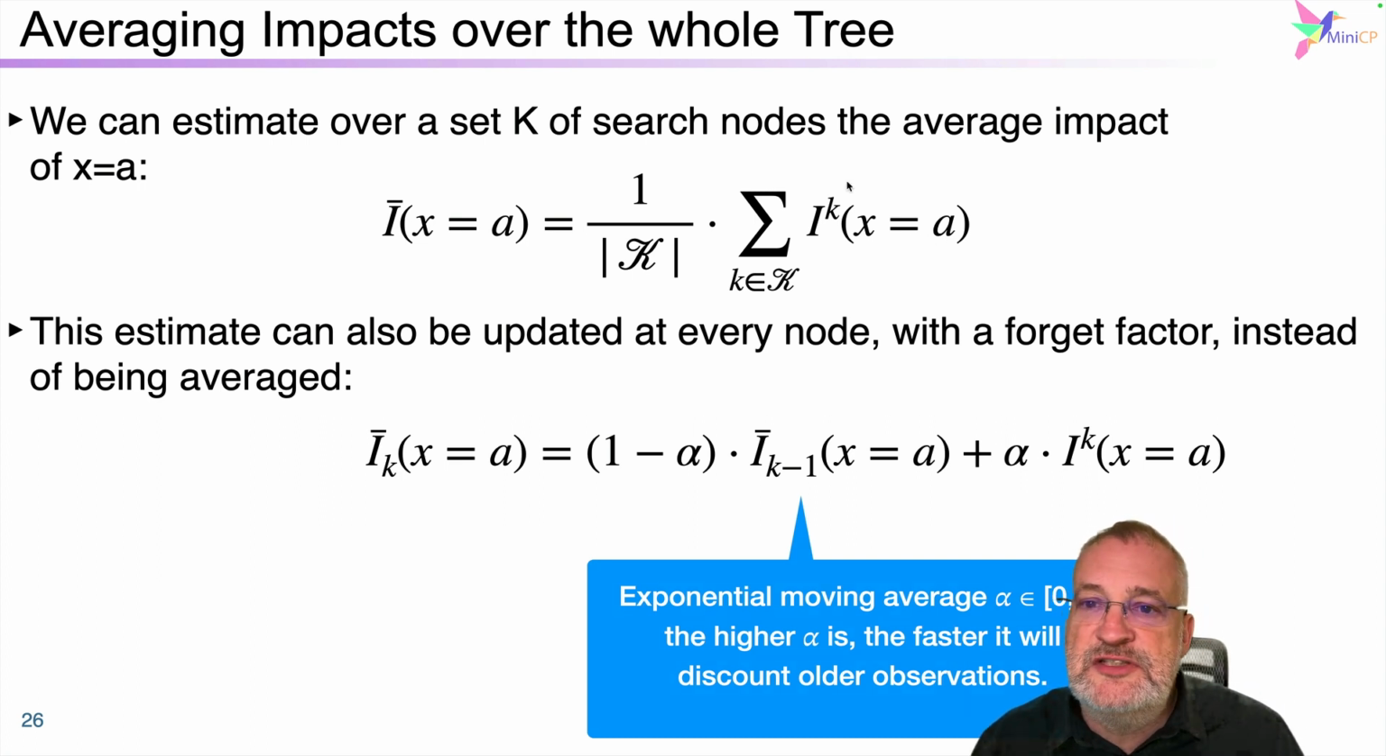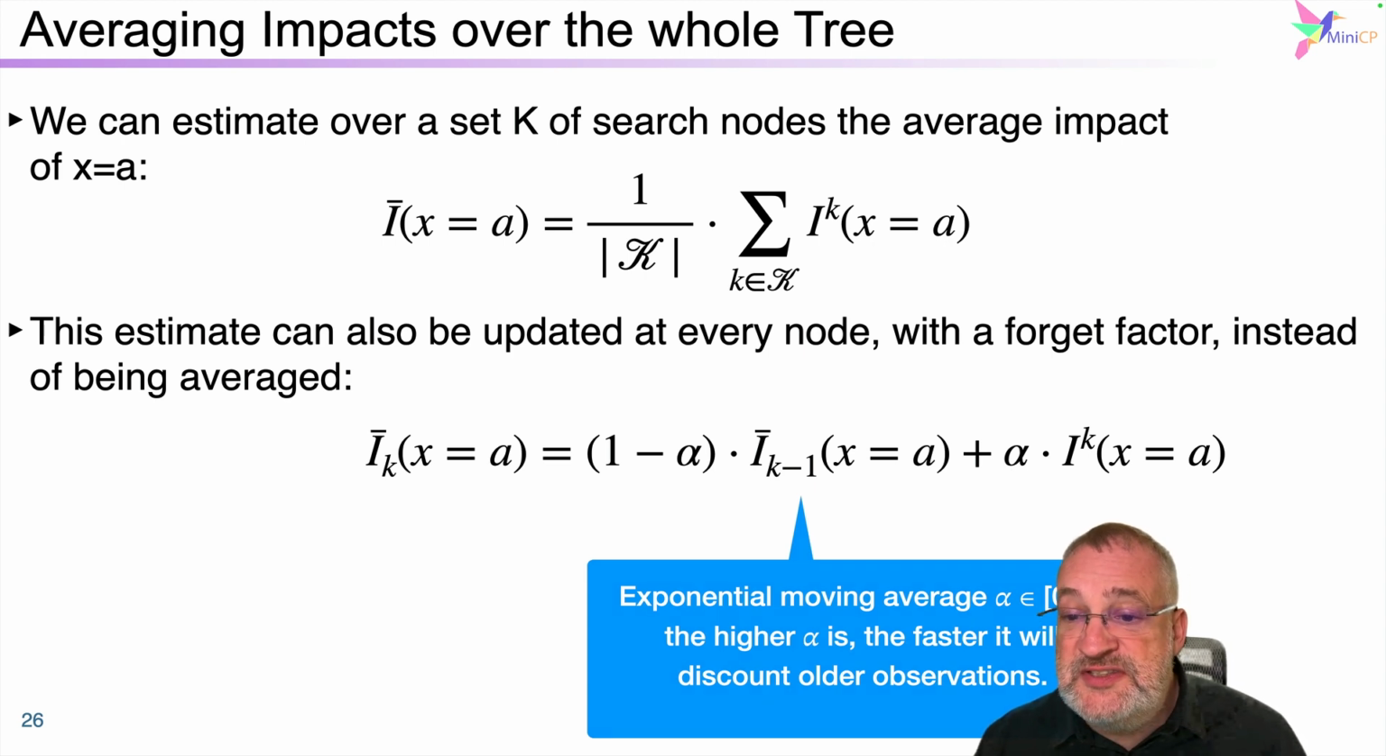And instead of having this beautiful closed form formula, we're instead going to use an update rule that basically considers that the estimate of the impact of the assignment of x equal a is an average of two things. It's a weighted average. It's the impact that we had with one less node, right? It's the previous impact multiplied by 1 minus alpha plus alpha times the impact now at the current node we are. And depending on the value you pick for alpha, you're getting a moving average, right?